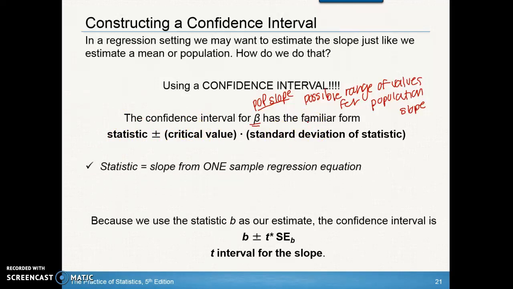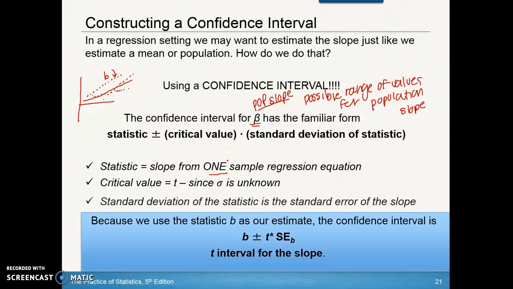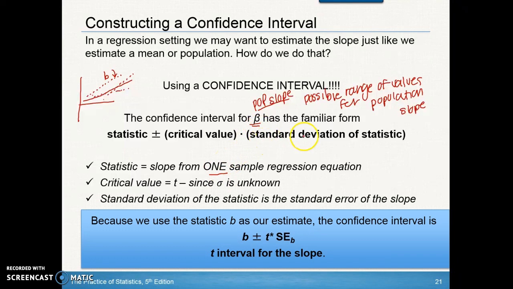Now, what exactly is that statistic? That statistic is the slope from one sample regression equation. So remember, here's our population regression equation. Then if I take a sample, maybe this is my sample regression equation. So it's the slope from one of those. The critical value is your t-value, since our standard deviation is going to be unknown. And then your standard deviation of the statistic is the same as the standard error of the slope, okay?